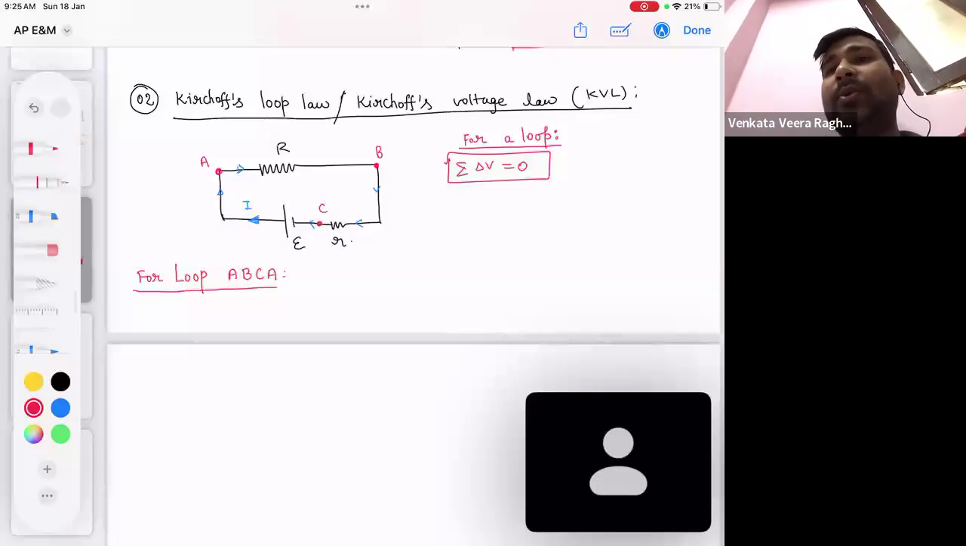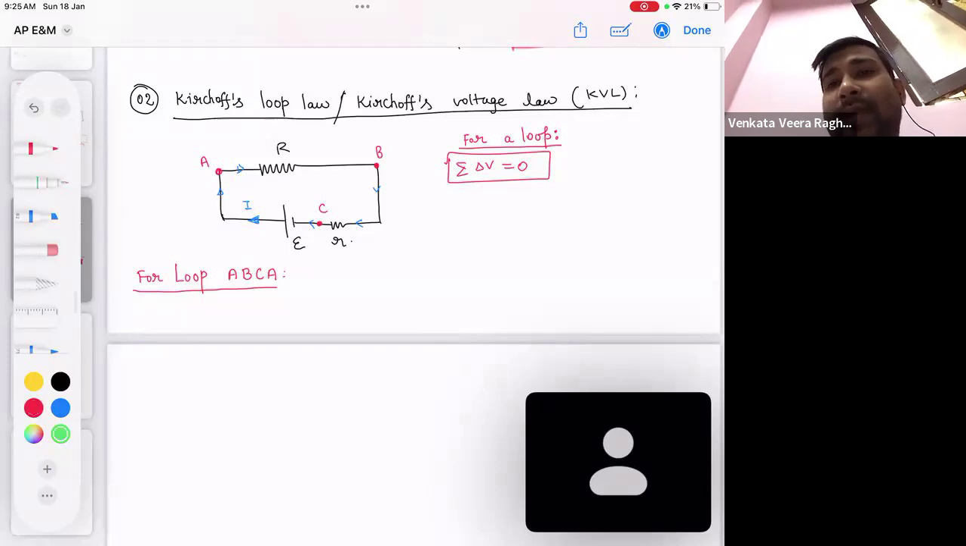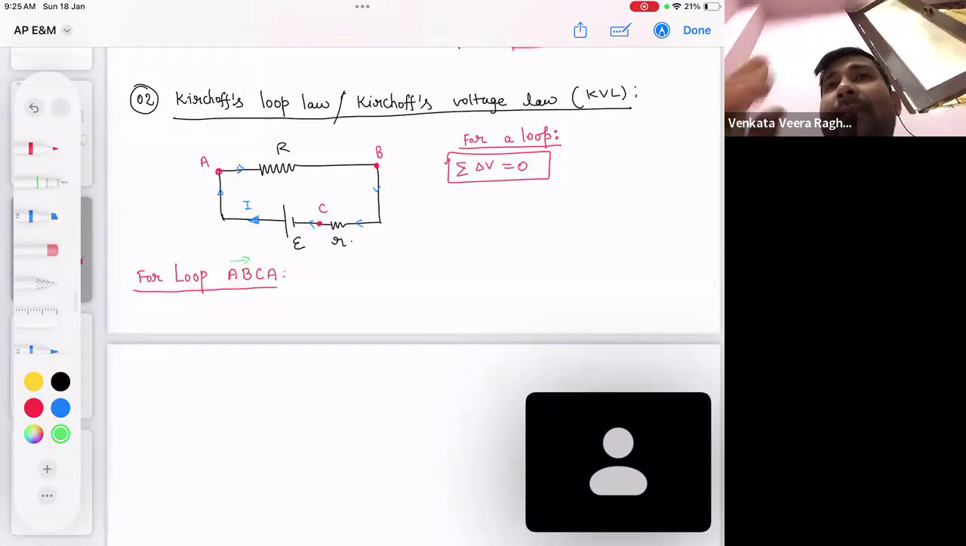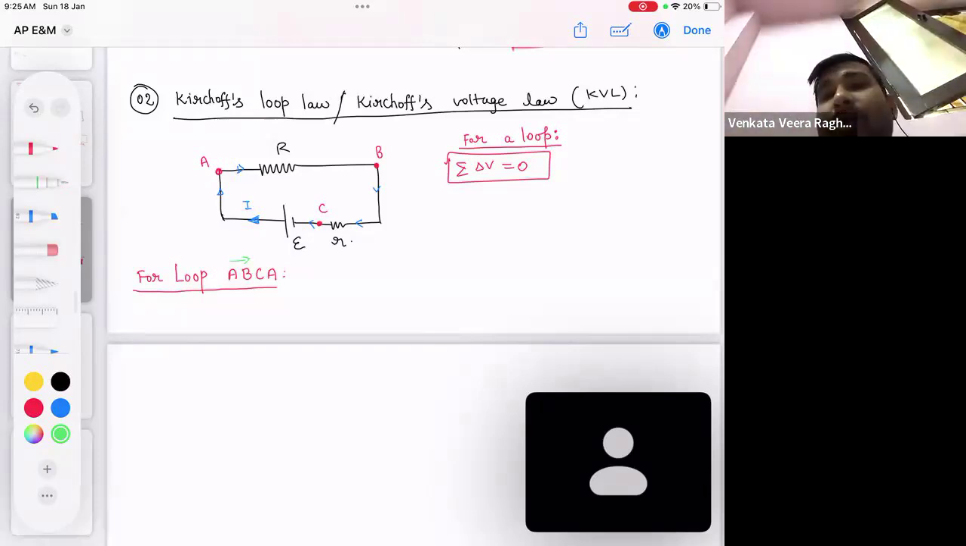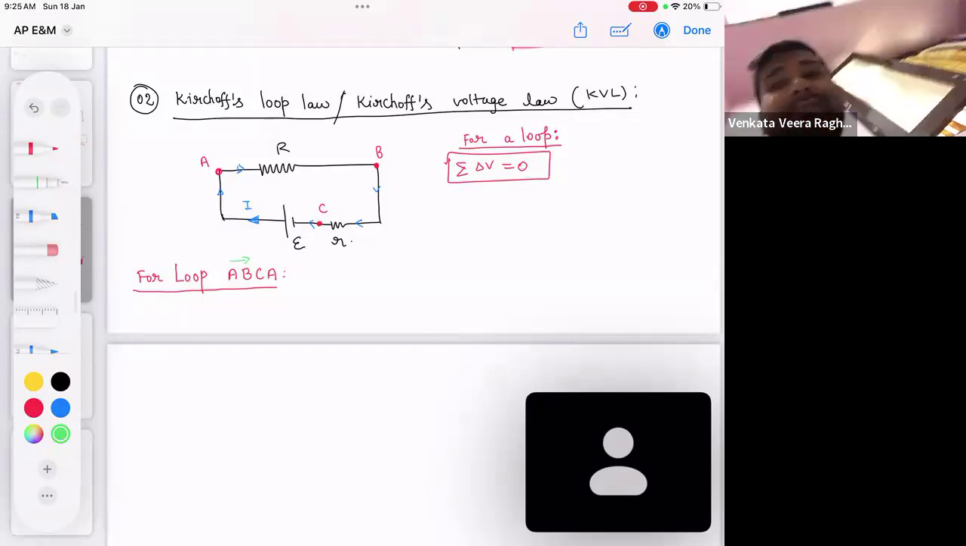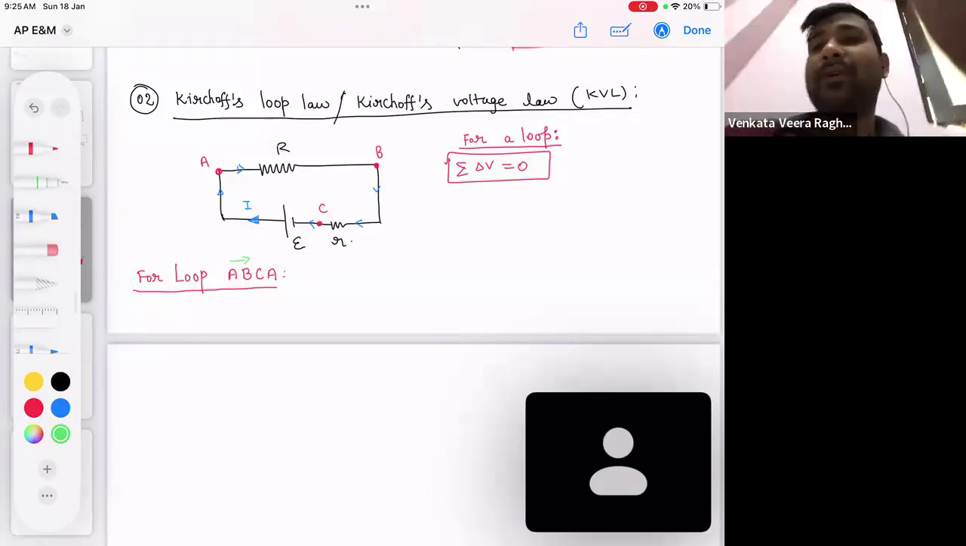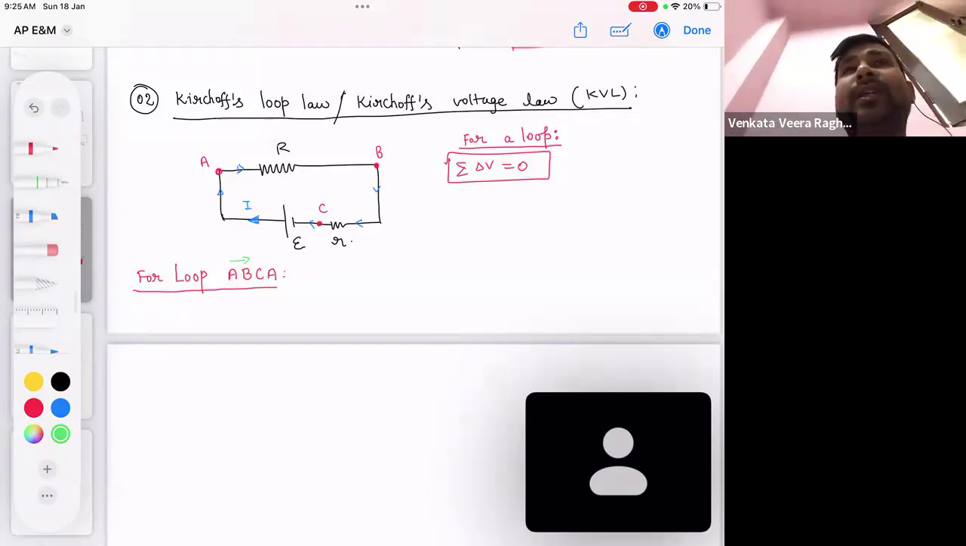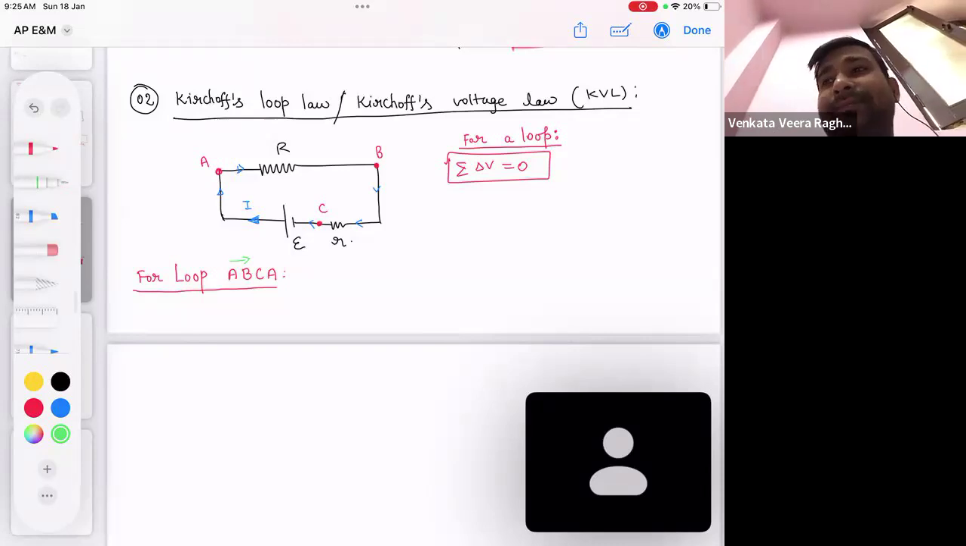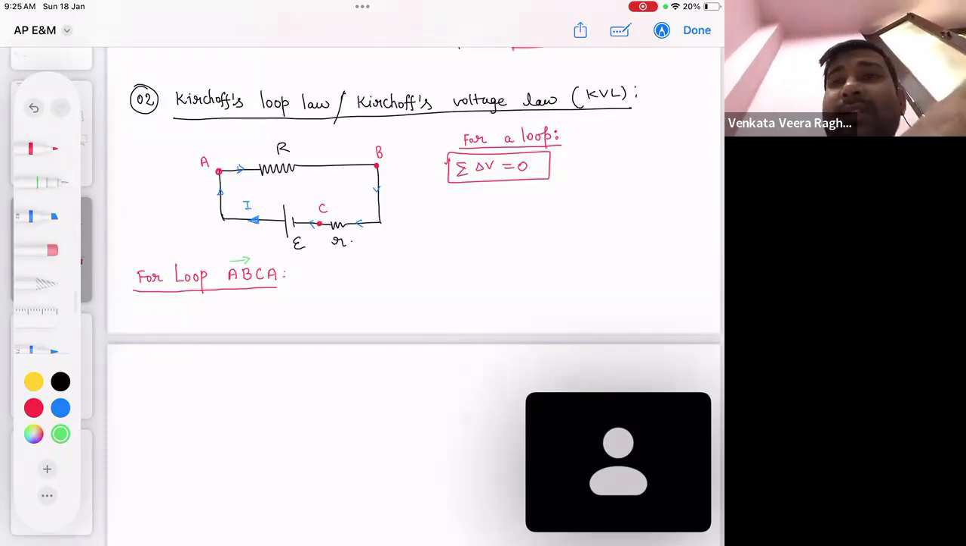Now tell me, when I am going from A to B, think about it and tell me, what will happen? Am I going from high to low potential or low to high potential? Please tell me, how do you decide about it? Low and high potential in a circuit, how do we decide? How do we decide which point in the circuit is high potential or low potential?